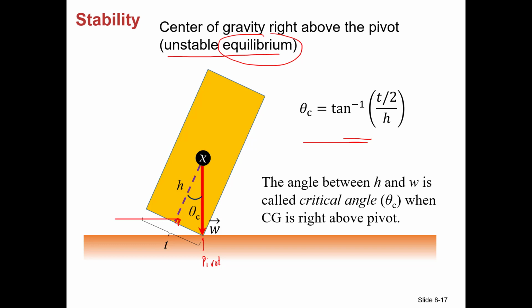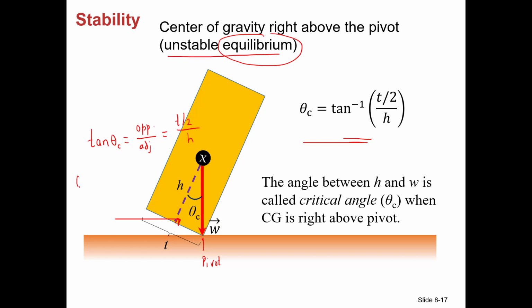So this angle is 90 degrees. We are just considering this right triangle. So if I take tan of this angle theta, tan is opposite over adjacent. Here the opposite of this angle is half of this base of support. The base of support is t, the width of the object is t, and it's half of that. And then adjacent is this line, which is h.